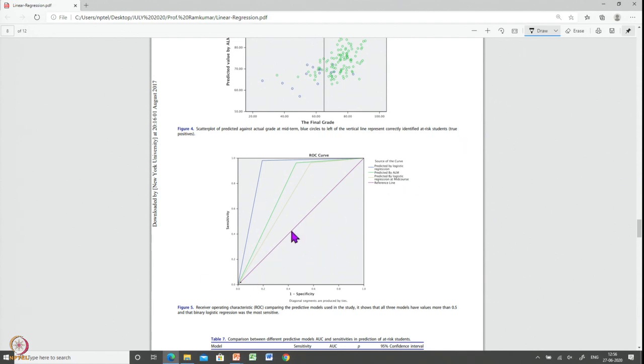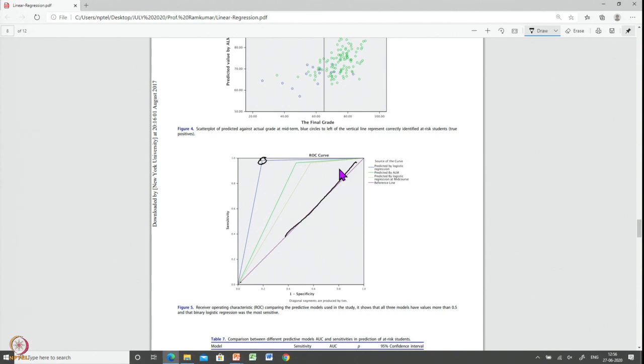I hope you know what this line means. This line indicates area under curve of 0.5, which is average, and below this is not good. This particular curve indicates how early you can predict, and this is the best. Predicting using logistic regression gives better classification accuracy, and in terms of precision and recall, it is better compared to linear regression. So that is important.